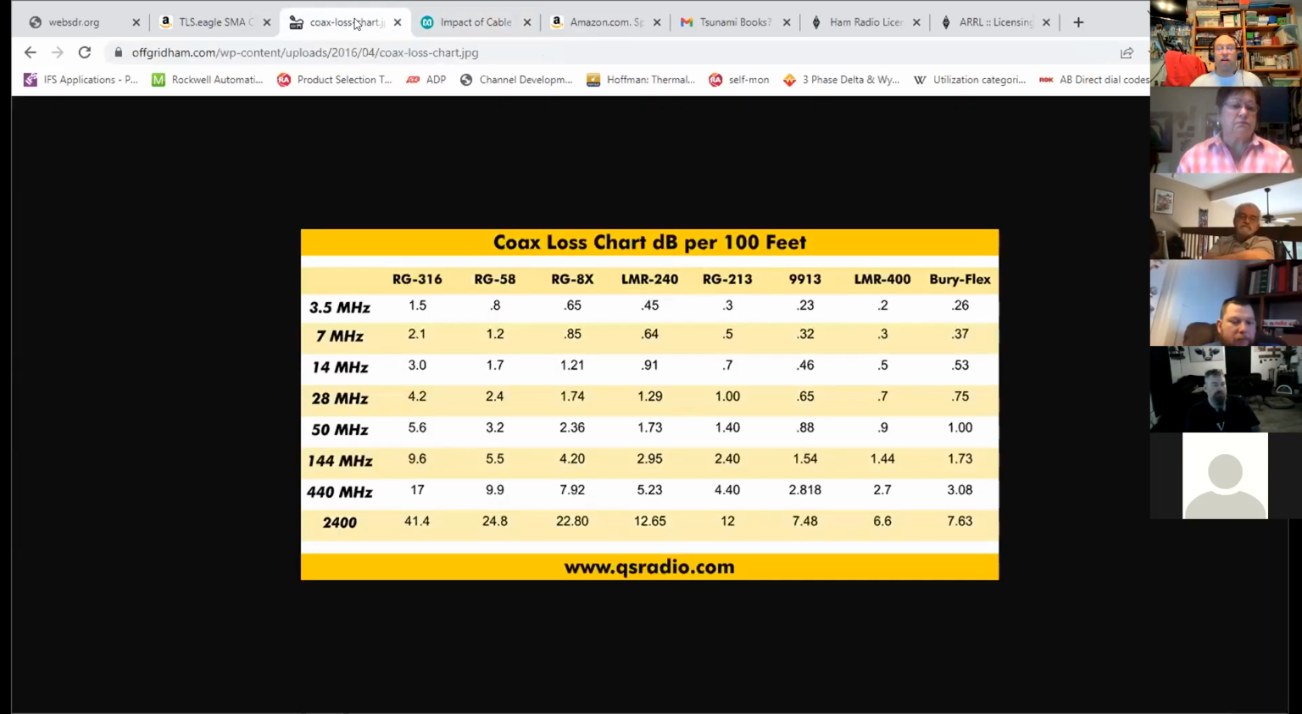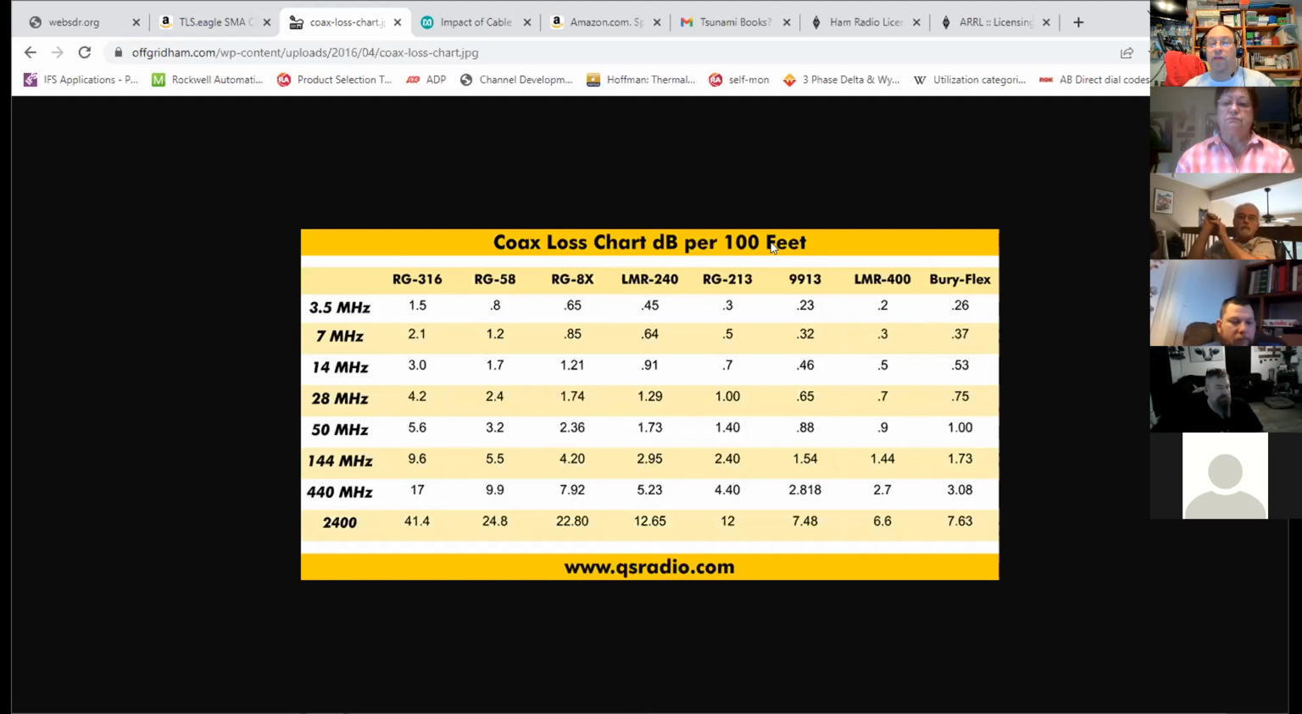There are also charts out here for different kinds of cable. And notice for 9913, these are dB per 100 feet. So it's important to look at the lengths, decibels loss per something. But then once you know how long your cable run is, you'll find out if it's acceptable.